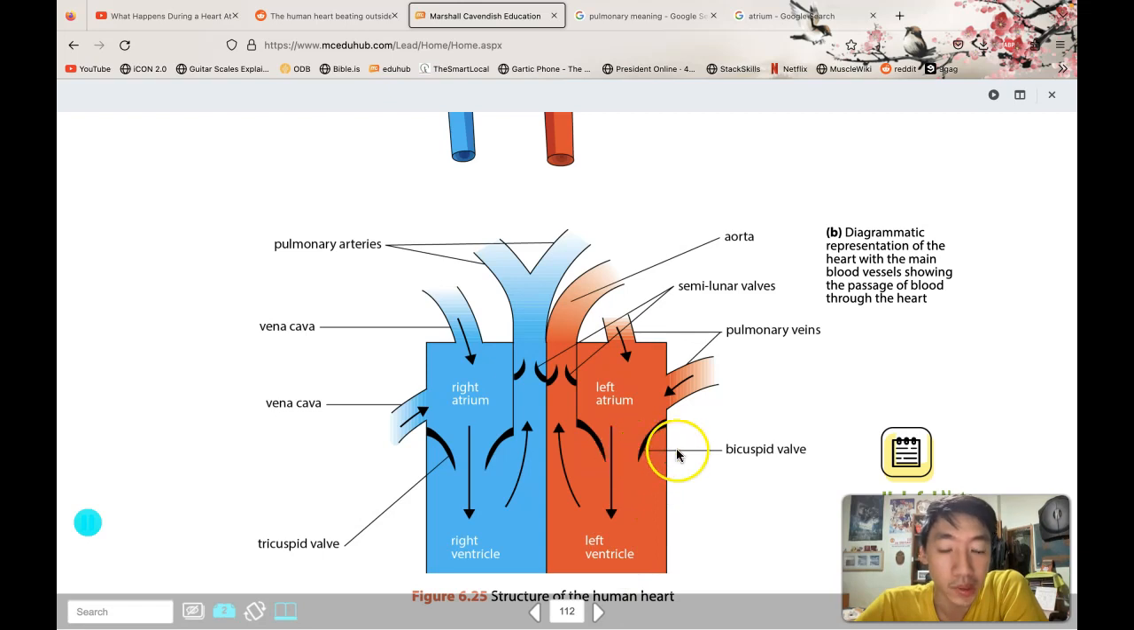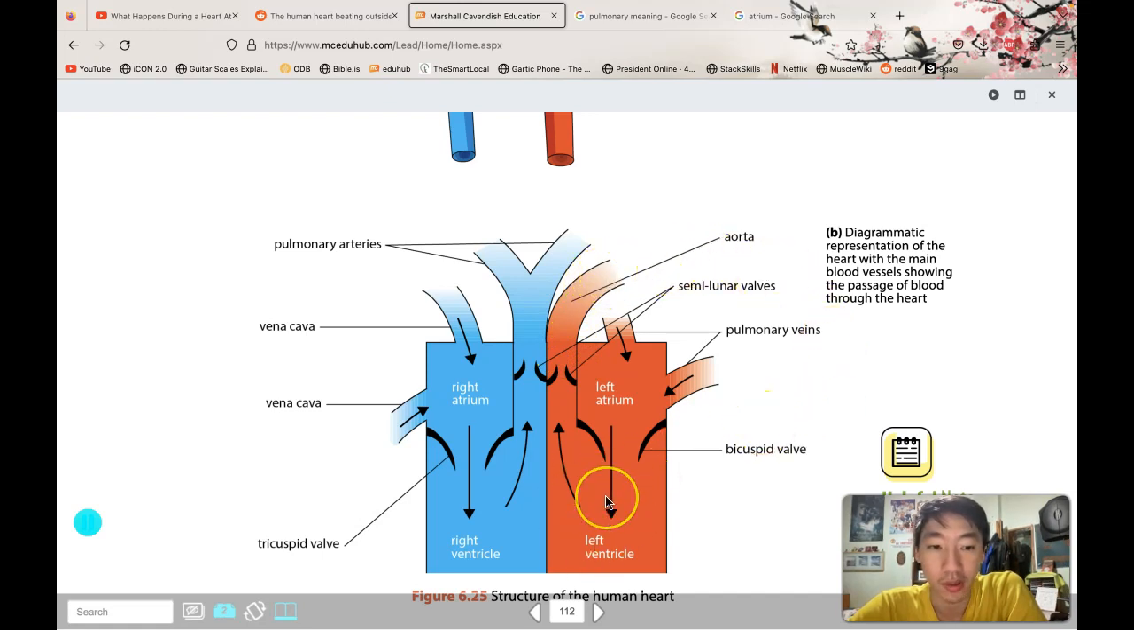And there is another valve, the bicuspid valve, that separates the left atrium from the left ventricle. The word bicuspid means two. It looks like there are two folds. The word cuspid means fold, so there's a two-fold valve, whereas the word tricuspid means three-fold valve. You need to know the difference between these two. So tri is on the right and bi is on the left. Okay, so when the blood goes to the left ventricle, the left ventricle will push the blood through this semilunar valve and into the aorta, and then subsequently into the arteries.